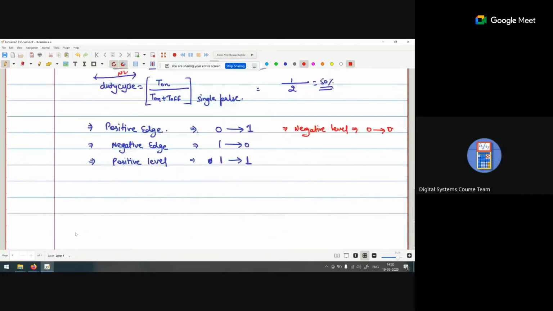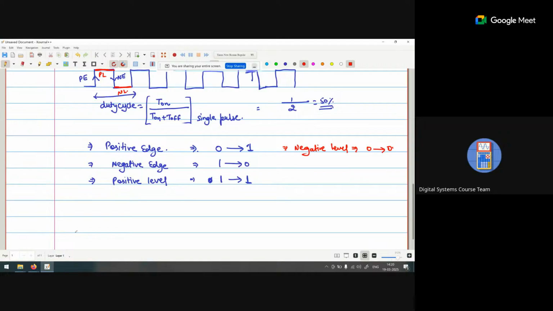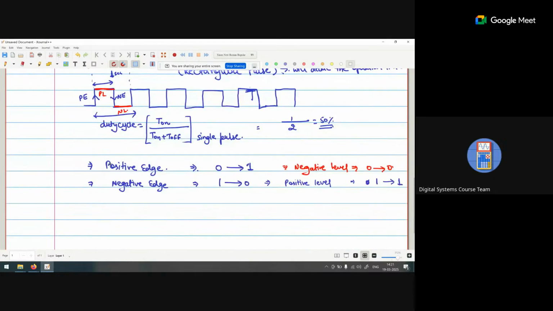Now, if we are talking about the positive level and negative level, generally these will never be used for synchronization. Why? Because the positive level is not a single instant, it is a duration. It lies from this region to this region. From 0 to 1 second, the level is positive. Similarly, for the negative level, from 1 second to 2 seconds, it is a negative level.